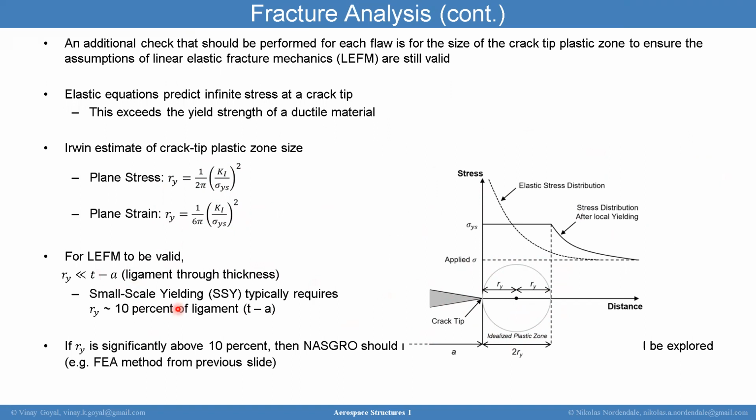So just make sure that the radius of the plastic zone ahead of the crack tip is smaller. And then you also want it to be between 60 to 70% of the yield stress. So smaller than this yield stress if you can.